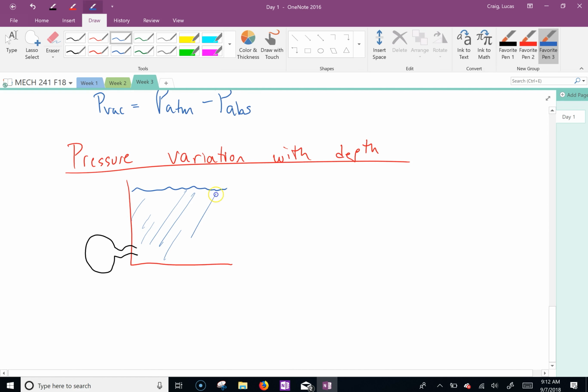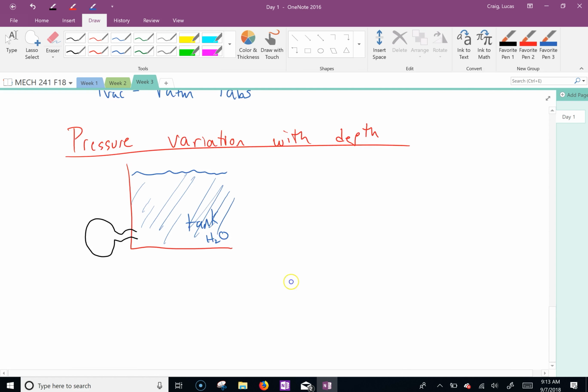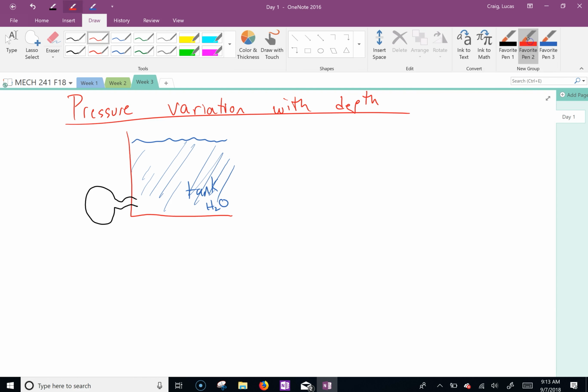Say we have a tank filled with water. What do you think happens as you go down in the water? Pressure increases, yeah. The way to think about it is there's more weight of water as you go down. There's more force pushing on you over the same area. Pressure increases.